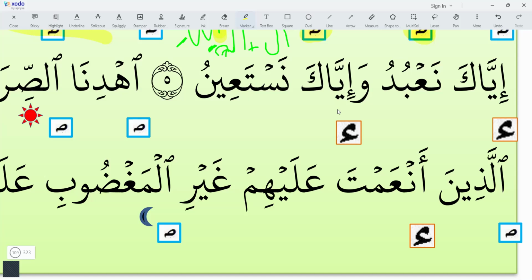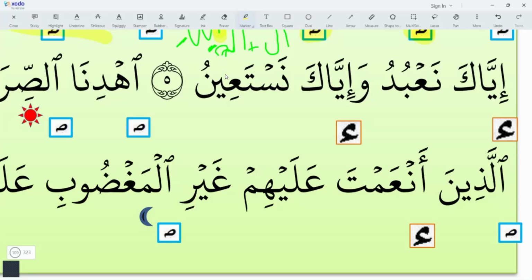Bismillahirrahmanirrahim. Iyyaka na'budu wa iyyaka nasta'in. Okay, good. So is there any Hamzatul Wasl, Hamzatul Qat'i, Huruful Shamsiyya, Huruful Qamariyya? There is no Hamzatul Wasl. Is there Hamzatul Qat'i?